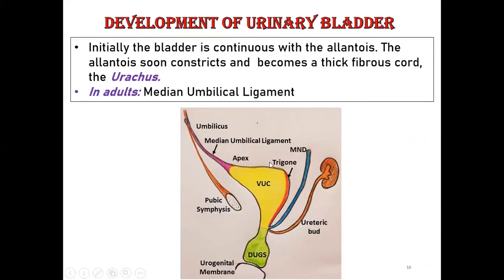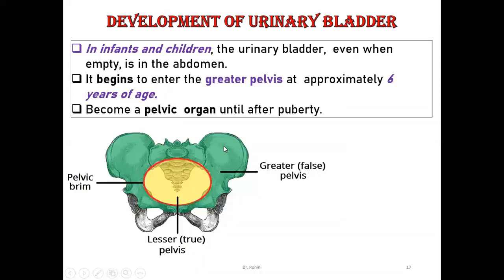Initially, I told you, we have the allantois part. Near the apex, we have the allantois attachment, the opening of the allantois. But soon after birth, this allantois part constricts and becomes a thick fibrous cord called the urachus. In adults, this part is called the median umbilical ligament. This is important. Usually it has no role in adults, but sometimes there can be congenital anomalies related to this urachus or median umbilical ligament. We'll discuss later on.